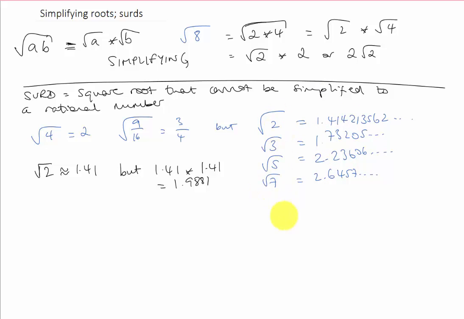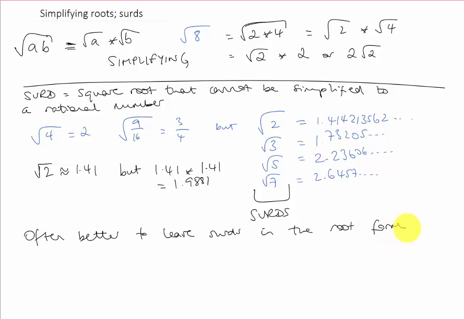So in a lot of cases, it's better to keep these numbers as what we call a surd, so in the square root form. And you might want to simplify so you can get everything out you can, so you're left with the smallest surd possible. So these are surds. So it's often better to leave surds in the root form. And I hope that does the job about that.